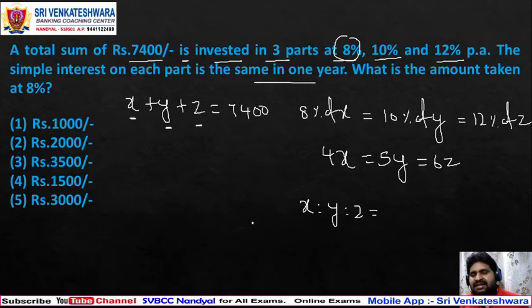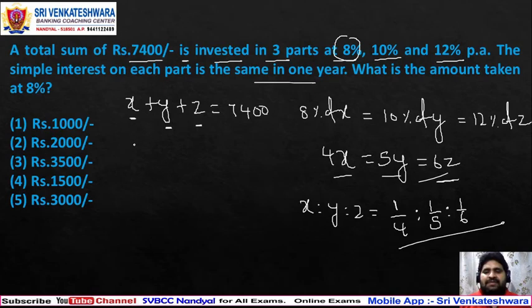So there is a theorem, the reciprocal theorem for ratios. If ax is equal to by is equal to cz, then x is to y is to z is 1 by a is to 1 by b is to 1 by c. Like that I can take 1 by 4 is to 1 by 5 is to 1 by 6. This is a formula, and from here I can get x is to y is to z. How we convert this is also very easy.